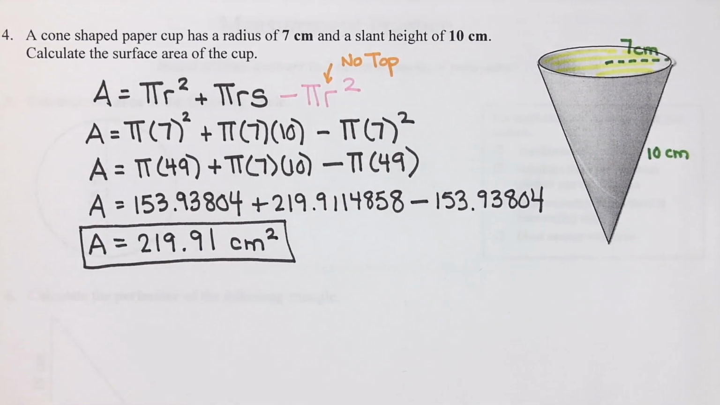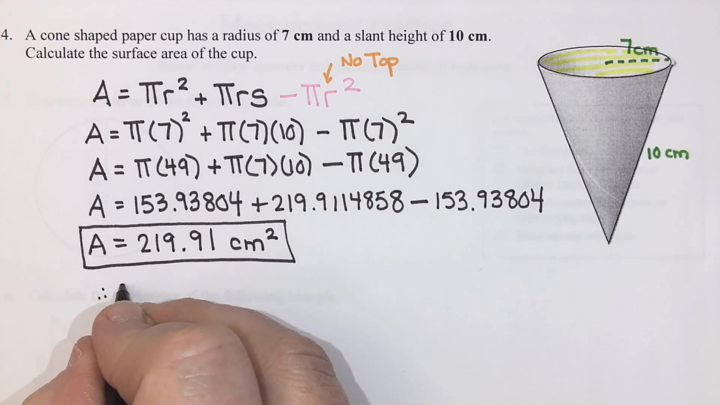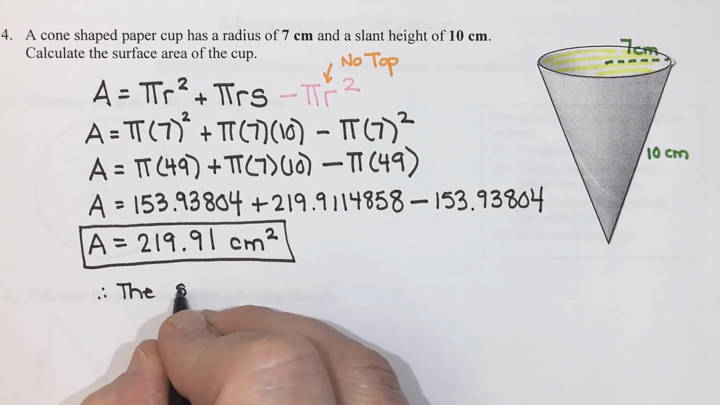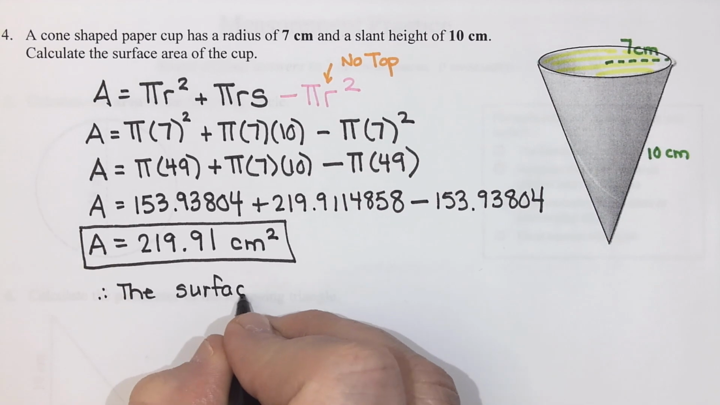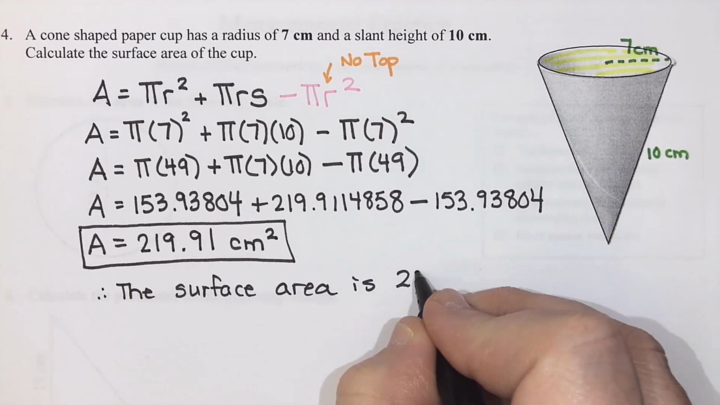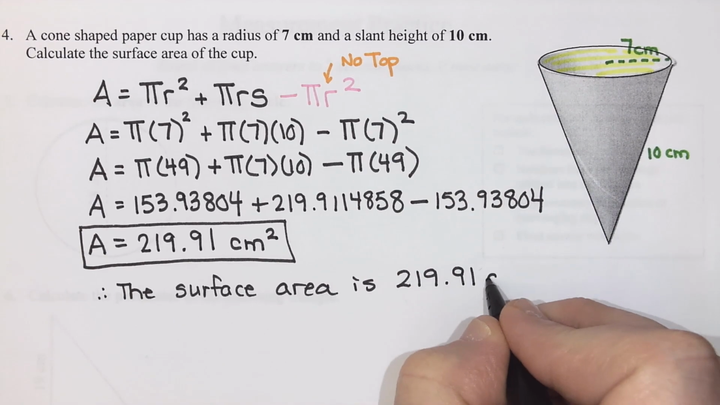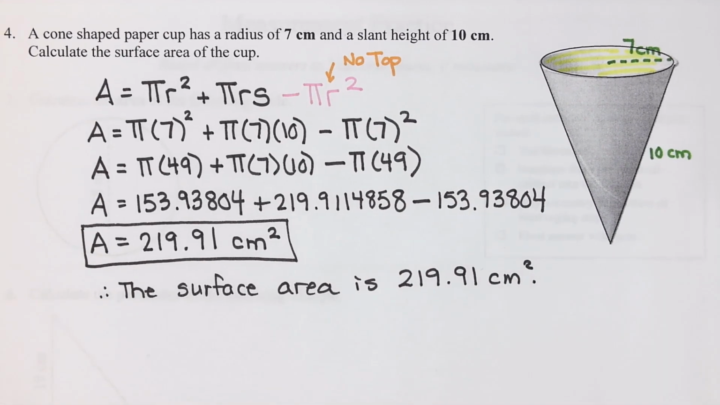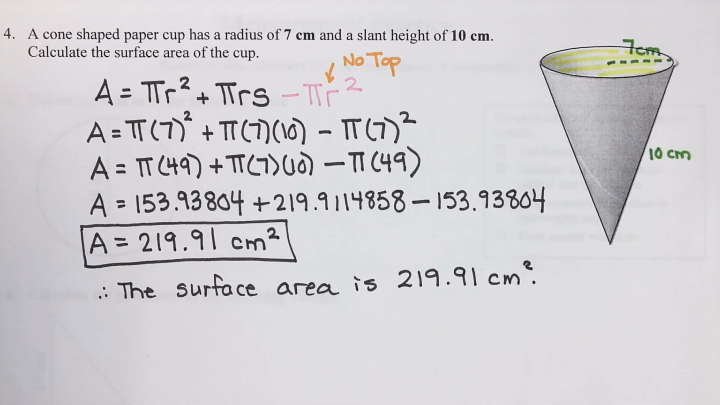All right, it said calculate the surface area of the cup. I'm going to say the surface area is 219.91 centimeters squared. And that's going to do it for this example.